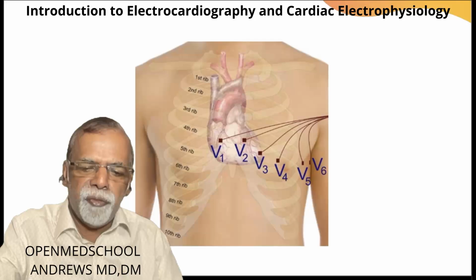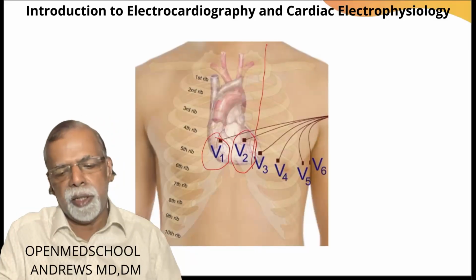Sorry, V3 is between V2 and V4. V4 is in the midclavicular line. V5 is in the anterior axillary line and V6 is in the mid-axillary line.